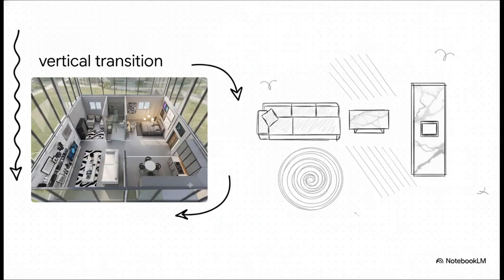Let's visualize that shift. Between 16 and 20 seconds, we do a vertical transition, a really deliberate, smooth downward pan, linking the bedroom level to the living area below. Then, from 20 to 24 seconds, we track directly across the living room.